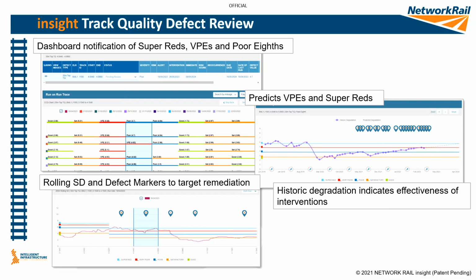you can also see the effectiveness of work that's been carried out on that 8th. As well as that, we've got a rolling SD, and we've got information on the faults that are within that 8. So actually you can target your improvement plans for your super reds and VPEs on the specific defects there, so you're getting to understand what work you'd need to carry out to fix that.